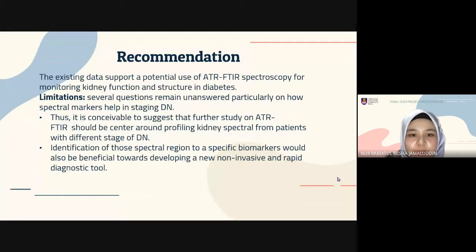And the identification of those spectral regions to specific biomarkers will also be beneficial towards developing a new non-invasive and rapid diagnostic tool. So I guess that is all from me. Thank you for listening.